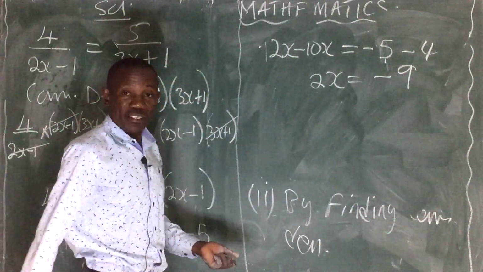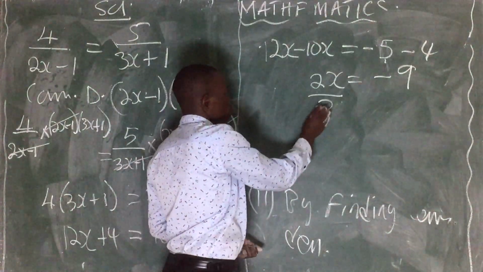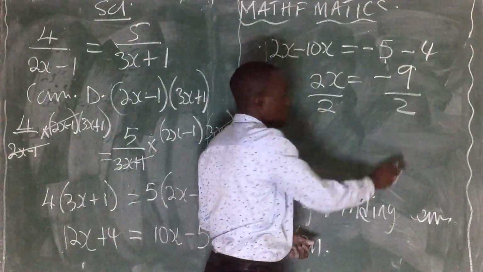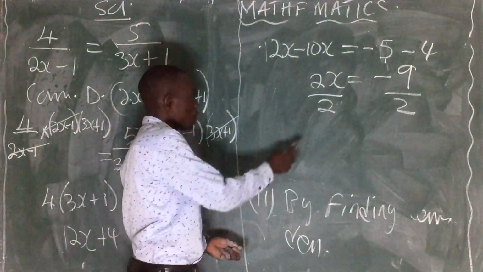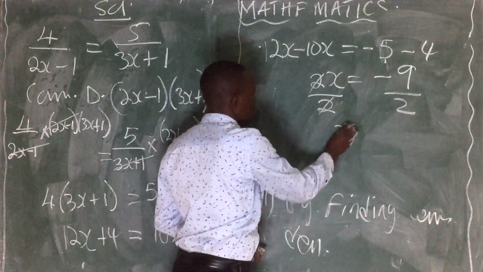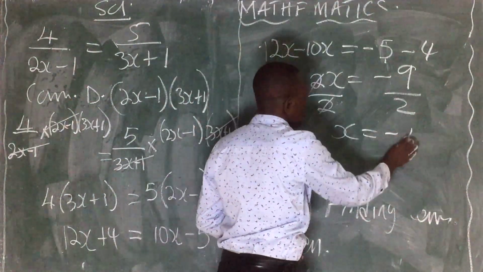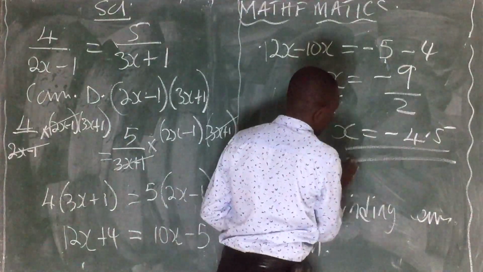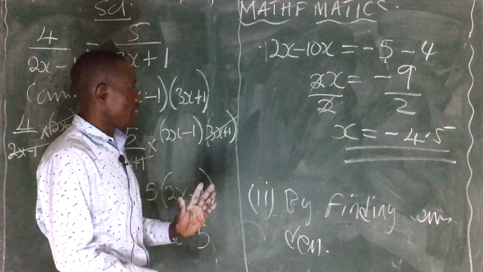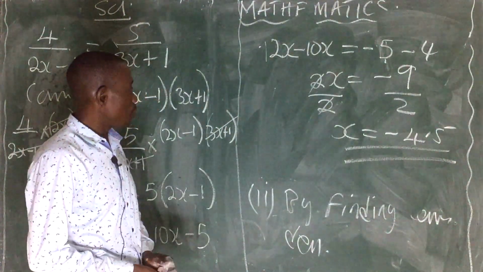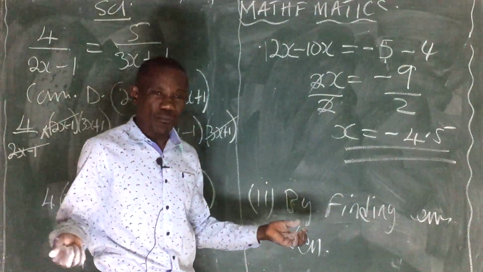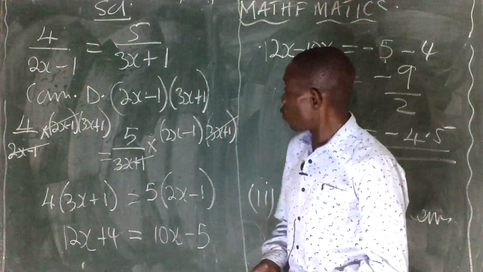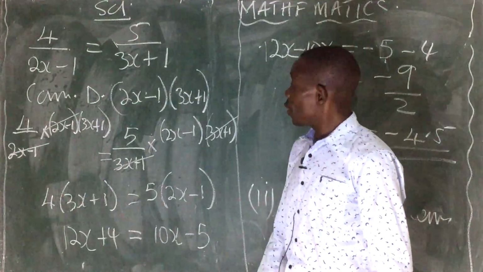To find the value of x, as I earlier explained, you divide both sides by the coefficient of x, which in this case is the 2. You have 2 here once, then you have x is equal to negative 4.5. You can see that now the answers are the same. Right. So please students, these are simple mechanisms that we can use to operate the equations.